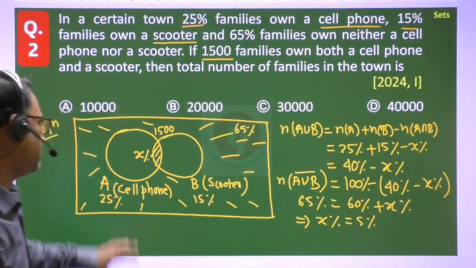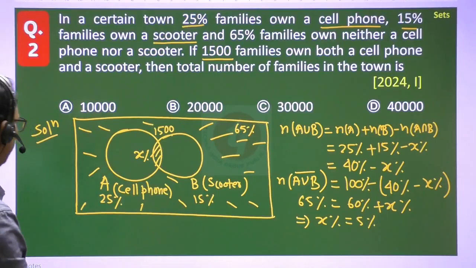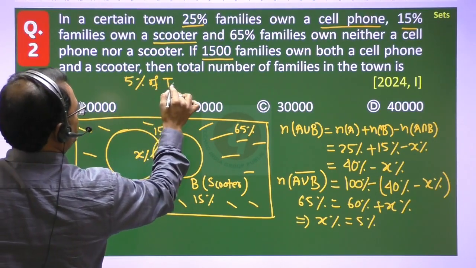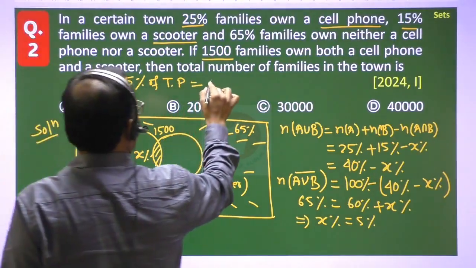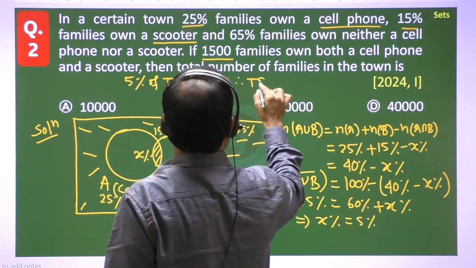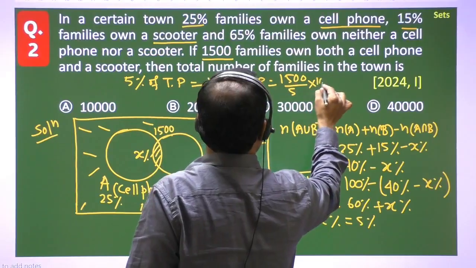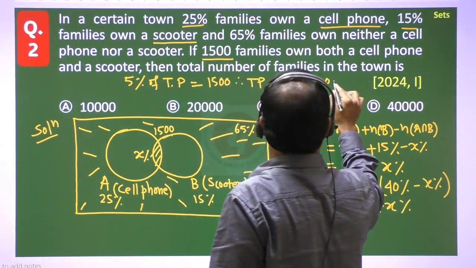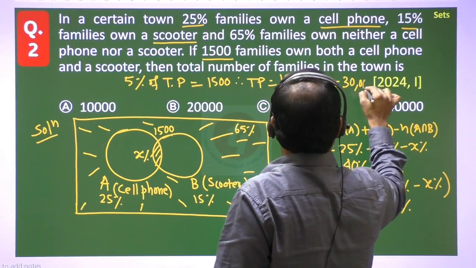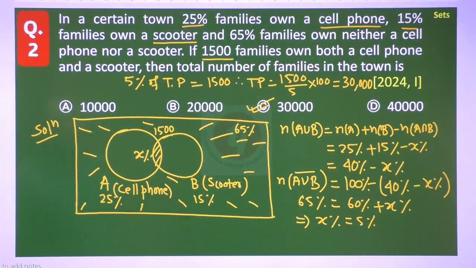So that means this 5% of the total population will be 1500. 5% of total population is equal to 1500. So this will imply total population is equal to 1500 divided by 5 multiplied by 100. That means 300 into 100, so that will be 30,000. Calcutta is the correct option. I hope all of you understand this easy problem.